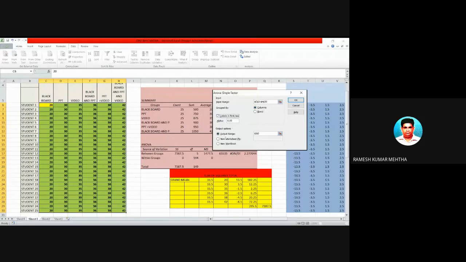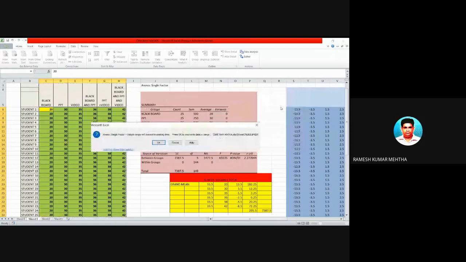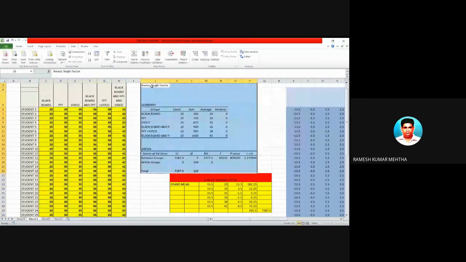Now where do you want the output range? I want the output range in this particular sheet itself, at cell G3. So I have put G3. If you look here, G3. Then I say OK, and you will get the output like this. This is the output.